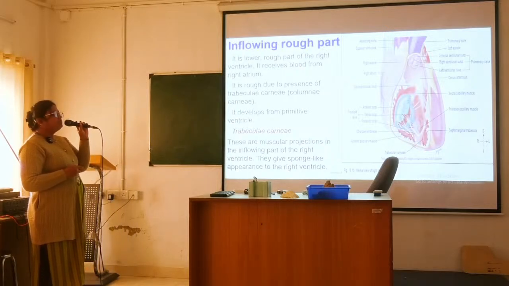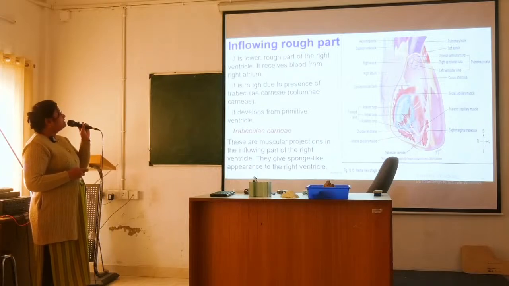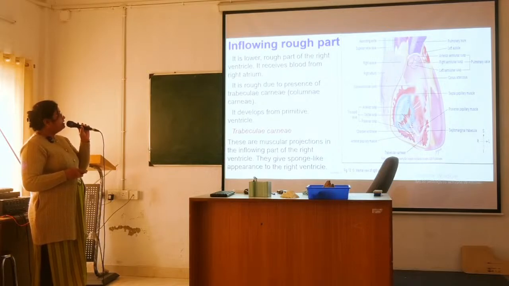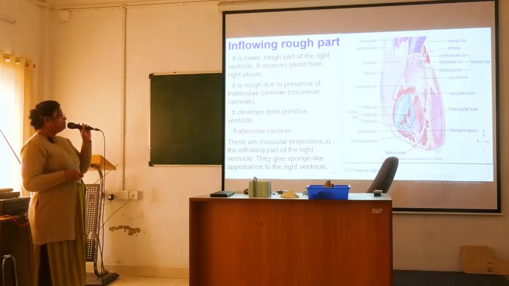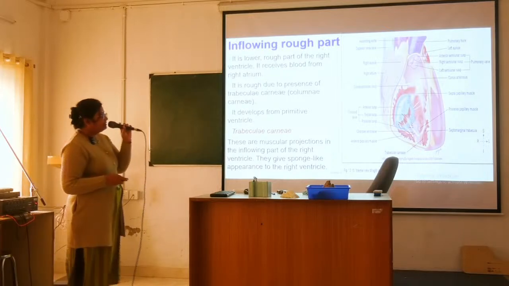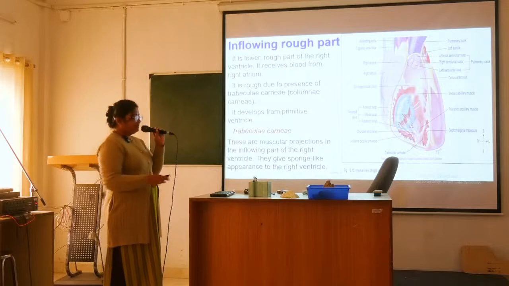The inflowing rough part is the lower rough part of the right ventricle, receives blood from the right atrium. It is rough due to the presence of trabeculae carneae or columnae carneae, develops from the primitive ventricle. Trabeculae carneae are muscular projections in the inflowing part of the right ventricle and give a sponge-like appearance to the right ventricle. Okay, these ridges, bridges and pillars, these are more numerous.